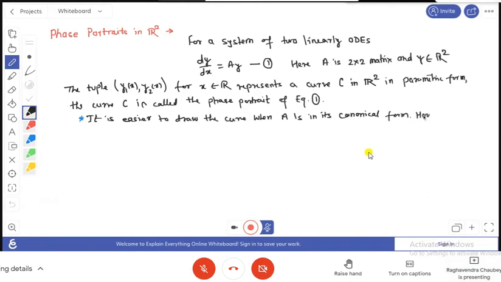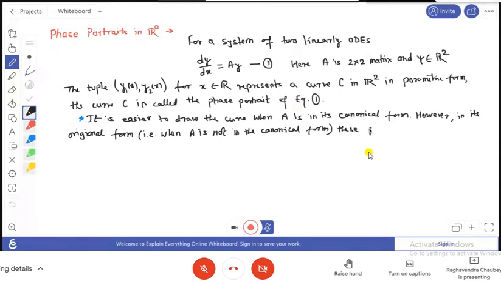However, in its original form, this means when A is not in canonical form, this phase portrait is similar to your curve C. These portraits are similar, but some distortion is there. So you can write, but distorted diagram.